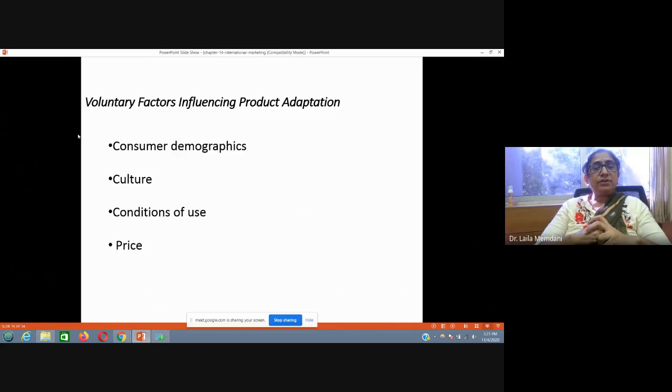Conditions of use, like in India, the roads are of very bad quality, so tires must be rough and tough for the vehicles, otherwise they puncture in no time. And then price: the companies need to be careful about the price, where the customers are price sensitive, or the customers or the countries which come in the low income categories and middle income categories.